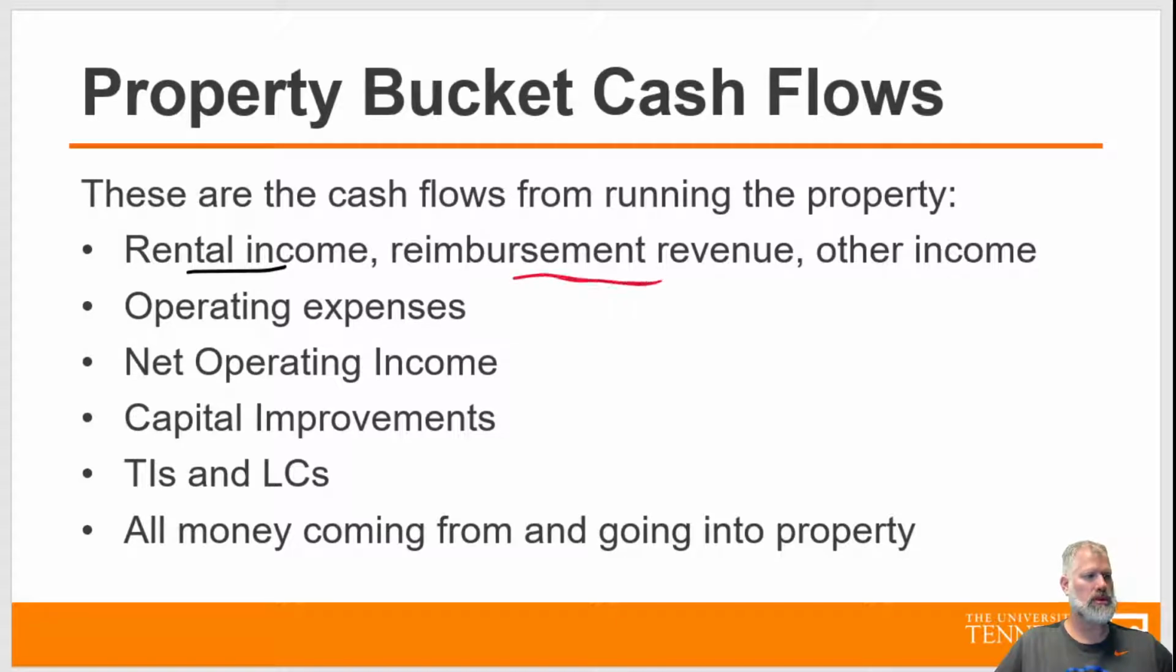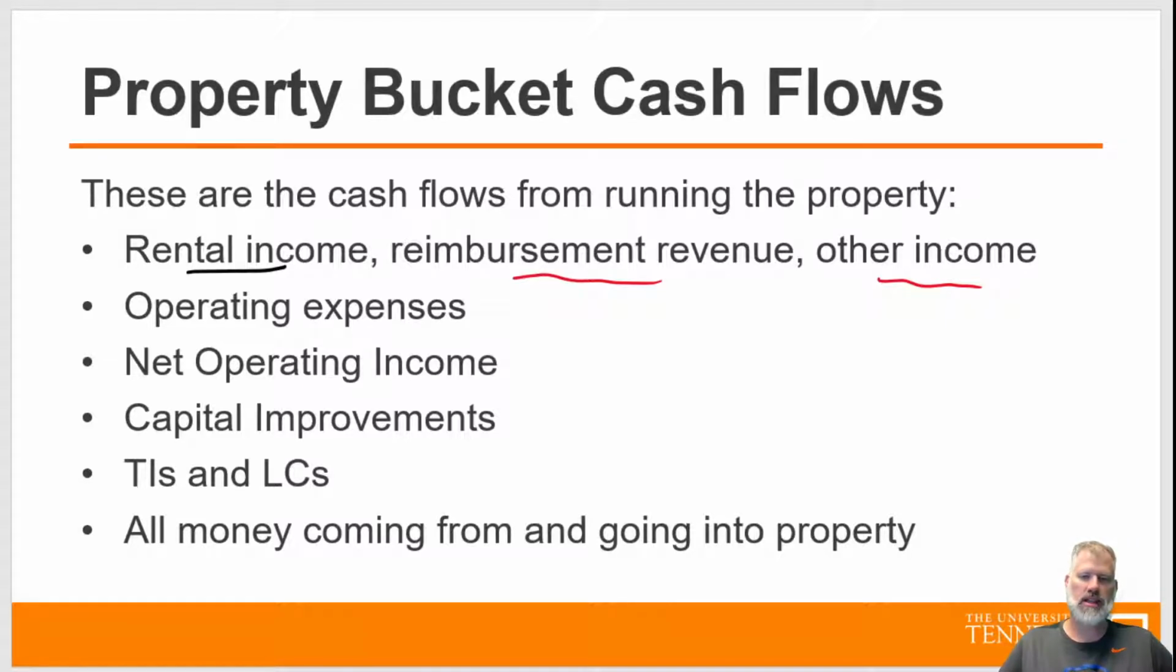We got reimbursement revenue, perhaps, if we're an office tenant and we got some reimbursement income. If it's a retail tenant, we got triple net leases. If it's an industrial building, we got industrial leases that have reimbursement revenue. So we got to count all the money coming in, including any other income. So if we've got storage income, parking income, laundry income, rooftop lease income, whatever the case may be, all of that is money coming in.